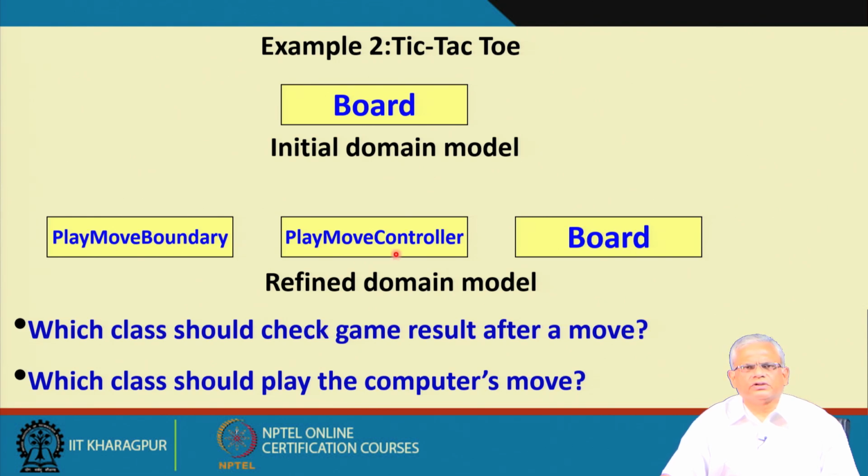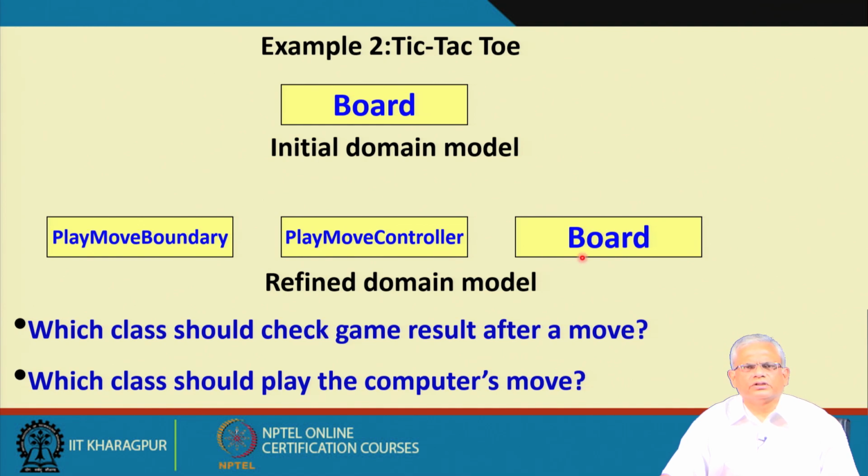What about the play move controller? No, that is also not a good solution, because it does not have the necessary information about the board positions. If at all we assign make next move to the play move controller, then it has to get all the information about the board from the board class, and then have the algorithm to play the next move, and it will unnecessarily increase the coupling severely.